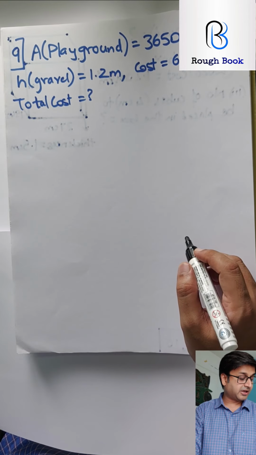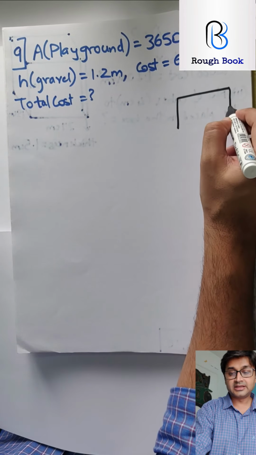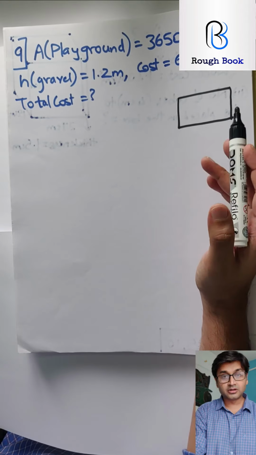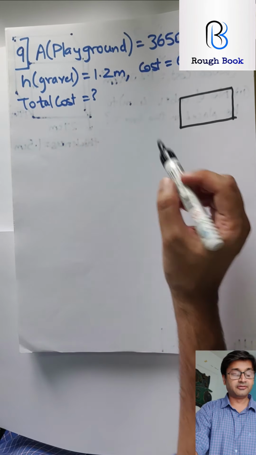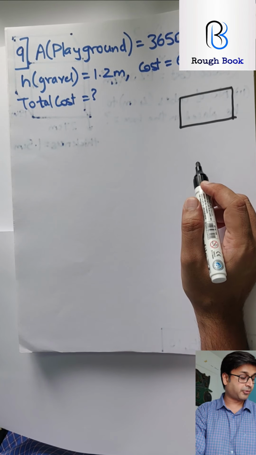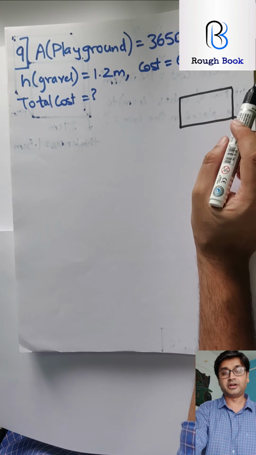The area of a playground is 3650. So basically this is a playground and the area is 3650. Now this could be circular or maybe rectangular, doesn't matter. They are saying find the cost of covering it with gravel 1.2 centimeter deep if the gravel costs rupees 6.40 per meter cube.